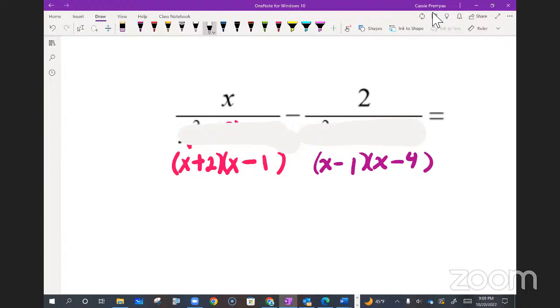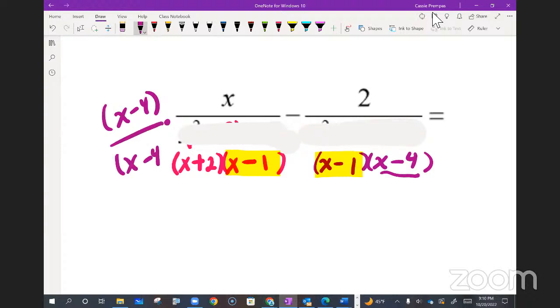And now we're looking at what is that least common denominator. Well, the first thing you want to ask is, do they already share any factors? Hopefully you're saying, why, yes, they share x minus 1. Awesome. So I don't need any more x minus 1s. They both contain 1. What is the left fraction missing? It's missing an x minus 4. So I'm going to multiply that by x minus 4 over x minus 4.